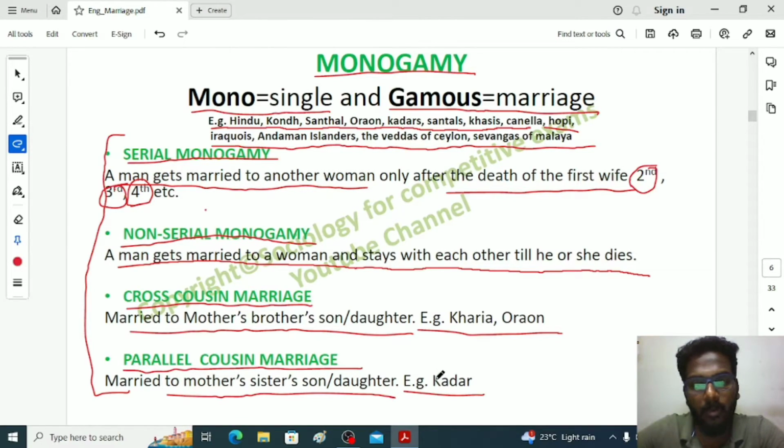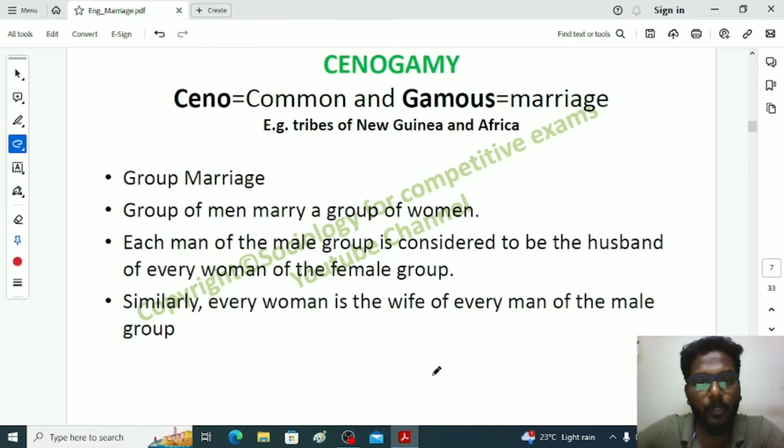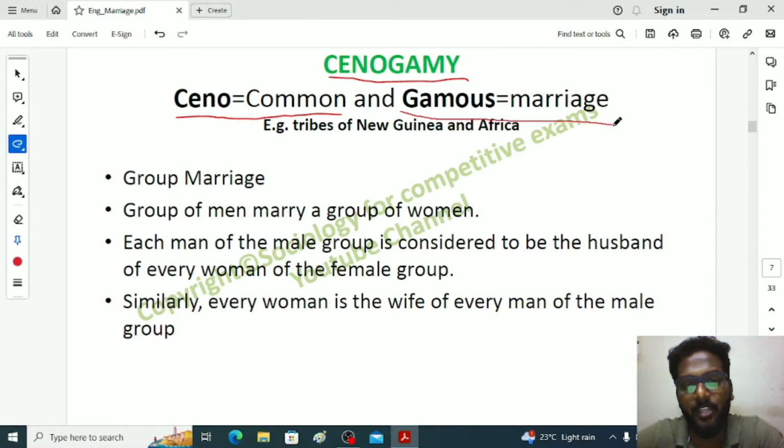Now, let's move on to cenogamy. Cenogamy is also a form of marriage. Ceno means common or group. Gamus means marriage. This type of marriage is familiar among tribes of New Guinea and Africa.